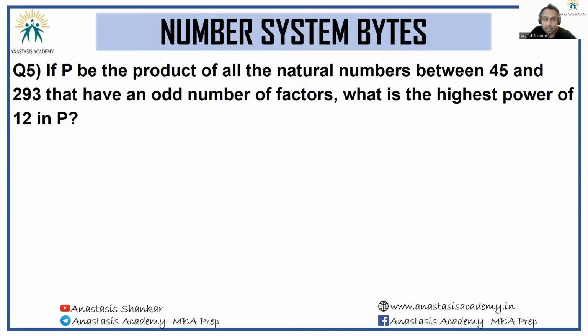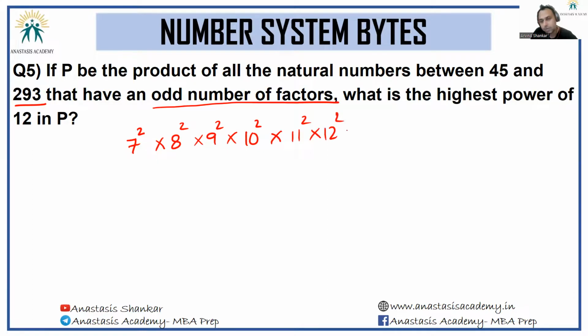Last question. If p is the product of all the natural numbers between 45 and 293 that have an odd number of factors, what is the highest power of 12 in p? Okay, numbers that have an odd number of factors are perfect squares themselves. So we are starting off with 45, so we are starting off with 7 square, then 8 square, then 9 square, and under 293, the largest perfect square would be 17 square: 10 square, 11 square, 12 square, 13 square, 14 square, 15 square, 16 square, 17 square.